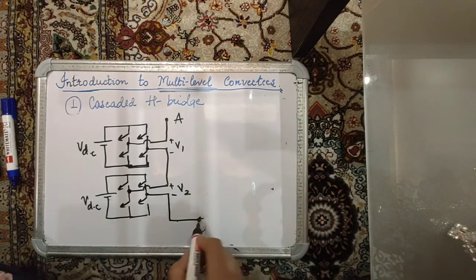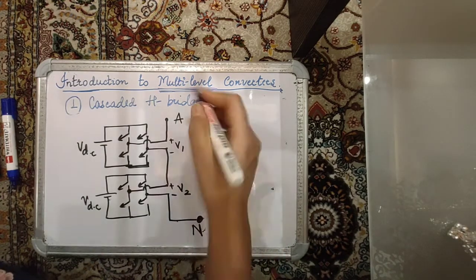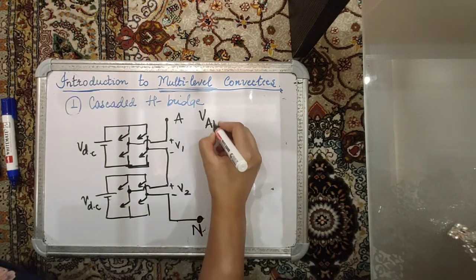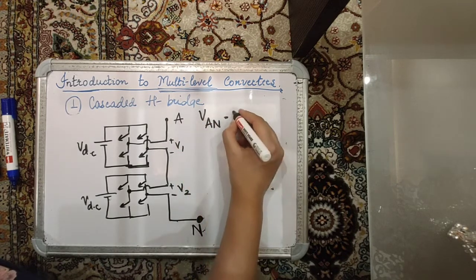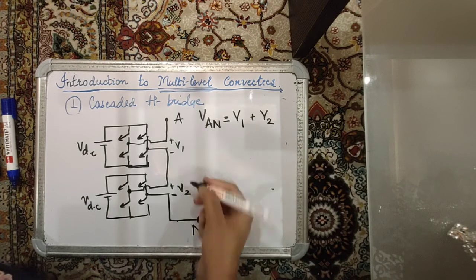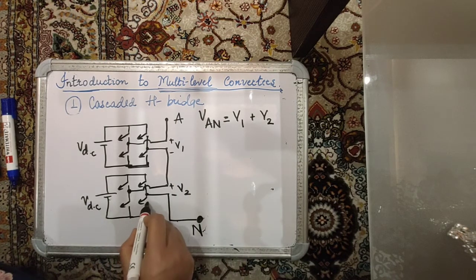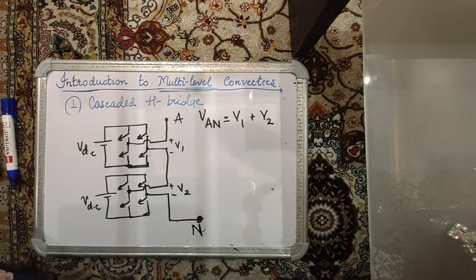So you have the phase neutral, that is N, and you have the phase point VA. So the phase voltage VAN is simply V1 plus V2, right? Because these are simply getting added in series, because you have two H bridges connected in series, their outputs are connected in series.